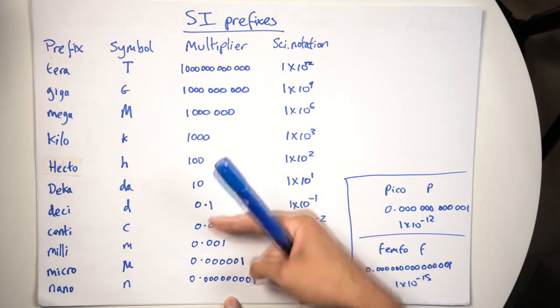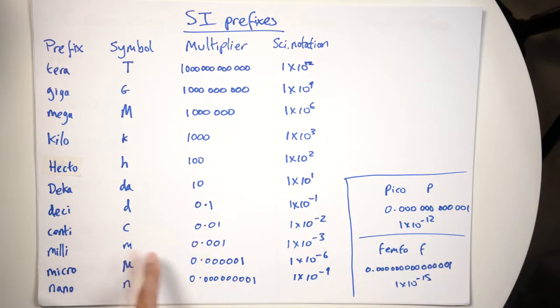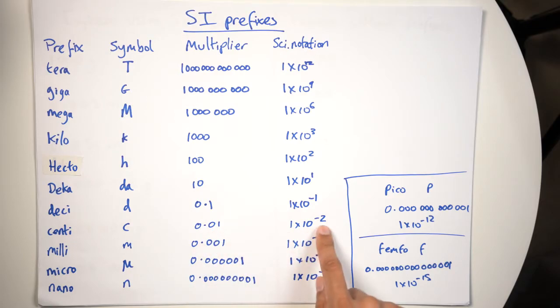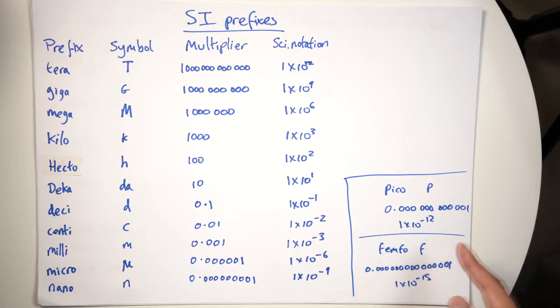And then we've got all of these which are smaller than 1. So we've got deci, centi, milli, micro, nano, pico, and femto. What's interesting here is, for example, let's look at centi. It's 0.01, and it's 1 times 10 to the power of minus 2. But that means you've now got 2 decimal places. 1, 2. It's not 2 zeros and then a 1. It's a 0 and a 1.